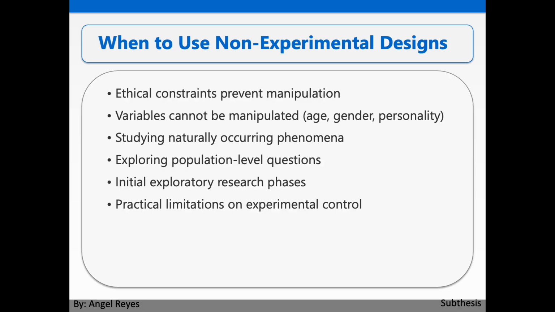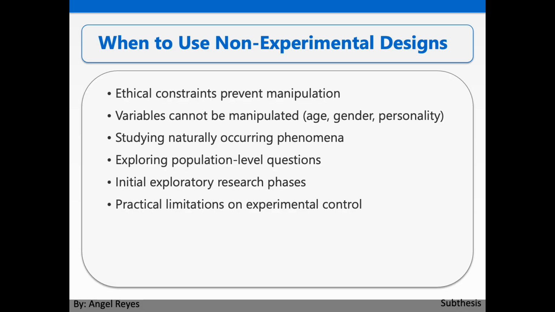Second, many variables simply cannot be manipulated. You can't manipulate someone's age, gender, personality, or cultural background. These are fixed characteristics that can only be studied as they naturally occur. Third, when studying naturally occurring phenomena, like the spread of diseases, the formation of social networks, or the development of communities, non-experimental approaches allow us to observe these processes as they unfold naturally.